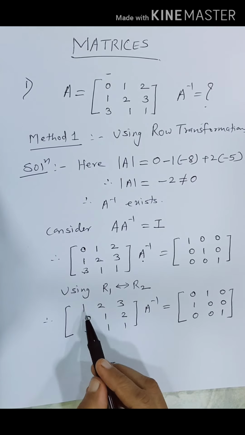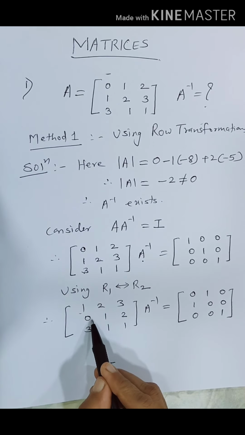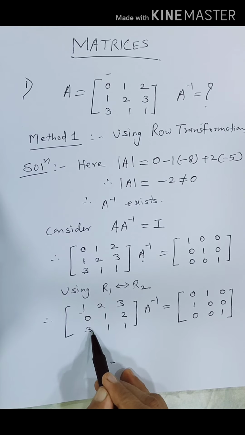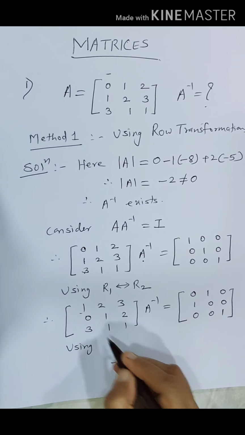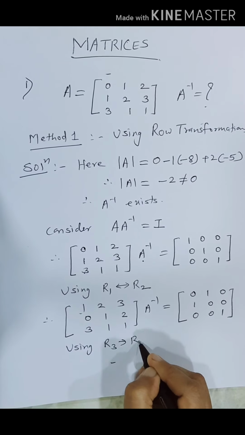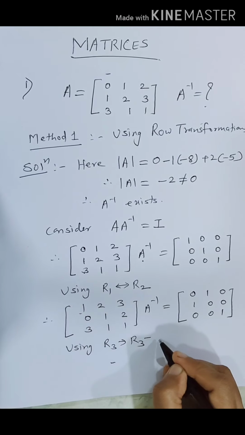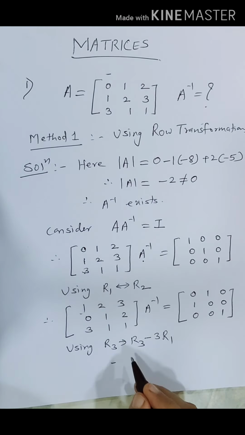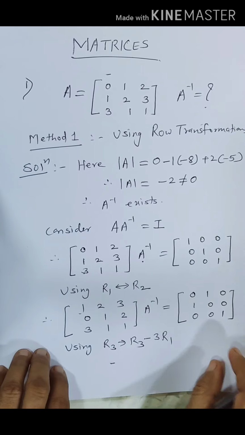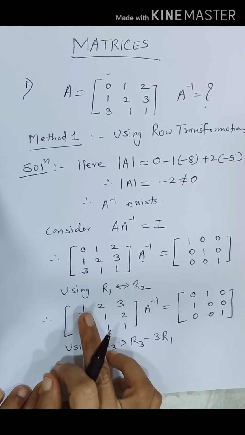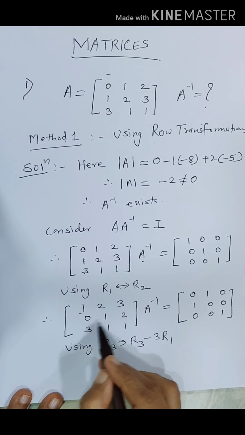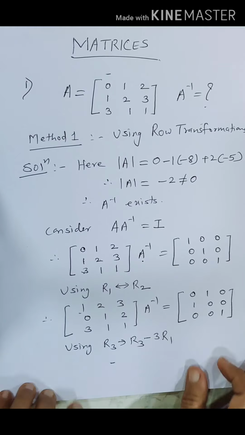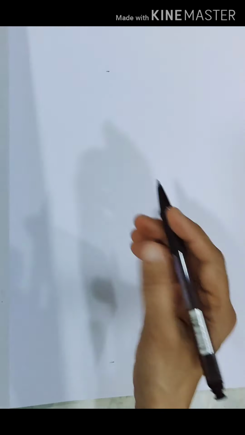Fine. Next step. So now we got the first element 1, we even got the second element here 0. Now we want to have this element 0. So our next operation will be using R3 changes to R3 minus 3 times R1. If you use this operation for this particular matrix, the first and the second row will remain as it is, only the third row will change.